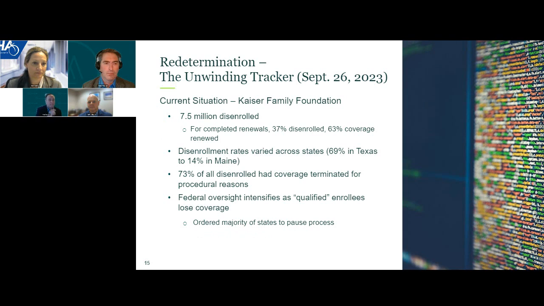Wanted to talk about some of the numbers and iterate on the fact that each state is very different in this process. A disenrollment rate in Texas is 69% versus 14%. So as we think about the stories that are in the media and the concerns, every state's facing different problems here. It's important that when we talk about this, we keep the lens on that there is an overall problem.